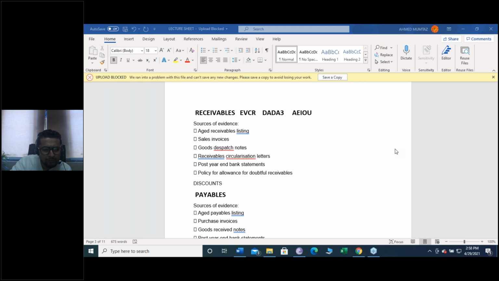So, sir, could you please repeat the cutoff? Yes, I can repeat the assertion cutoff. Cutoff means that you need to recognize anything in the correct accounting period, specifically those things which have got to do with the profit or loss account. So you need to recognize revenue and the expenses in the correct accounting period. You cannot accelerate revenue and you cannot defer expenses.